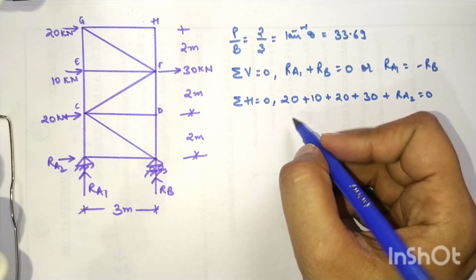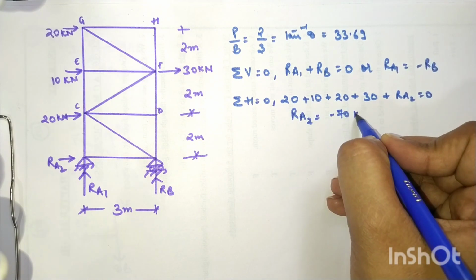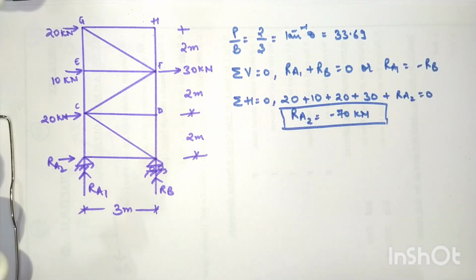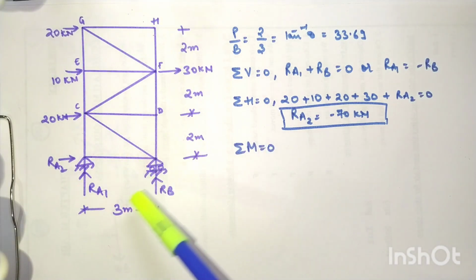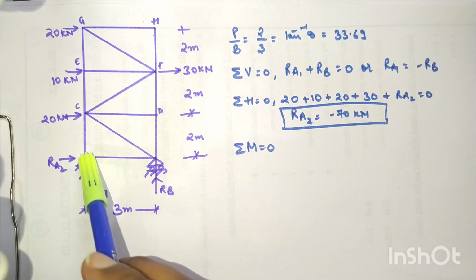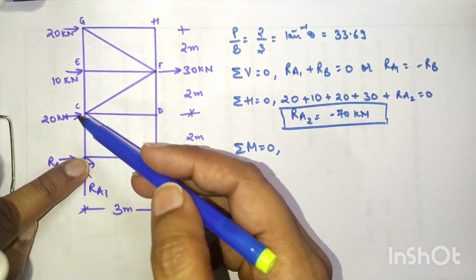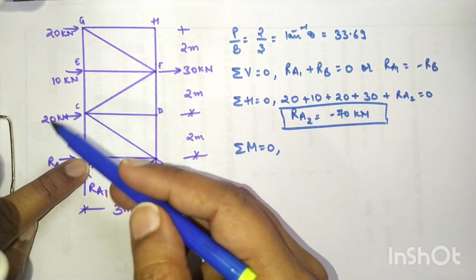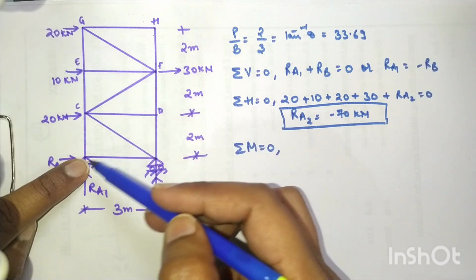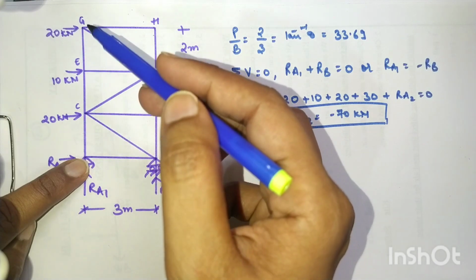From this we got our RA2 is equal to minus 70. The sign convention we are using here is positive x direction and positive y direction. We'll be taking the moment at A point. Taking the moment at A, two of our forces cancel and we'll be getting RB. So 20 into 2, that is the perpendicular distance, and it is going clockwise, positive. 10 into 4, clockwise, positive. 20 into 6, clockwise, positive.